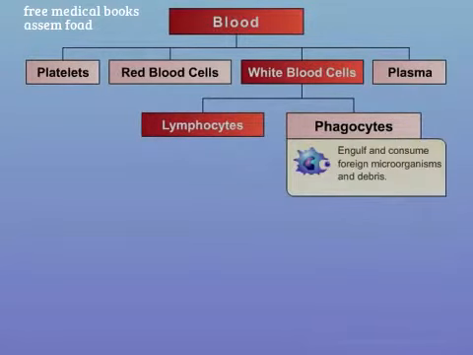Phagocytes are a major type of cell in the body responsible for immunity as well. These are responsible for the engulfment and consumption of foreign particles. The phagocytes literally can eat foreign bodies, including viruses.